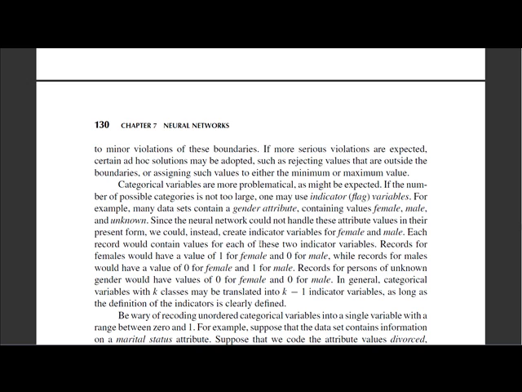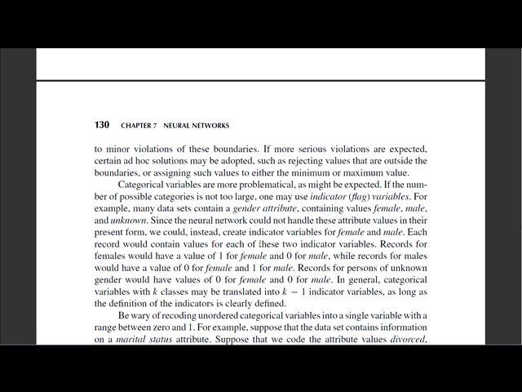Since the neural network could not handle these attributes in their present form, we would instead create indicator variables for female and male, or 0-1 variables. Each record would contain values for each of these two indicator variables. Records for female would have a value of 1 for female and 0 for male, while records for males would have a value of 0 for female and 1 for male. Records for persons of unknown gender would be 0 and 0.